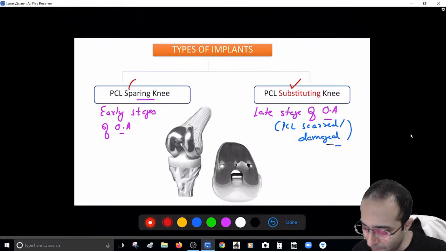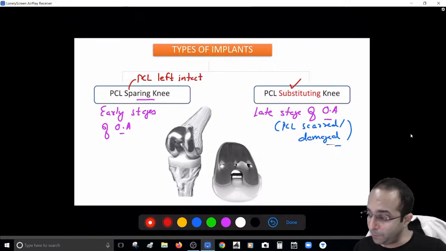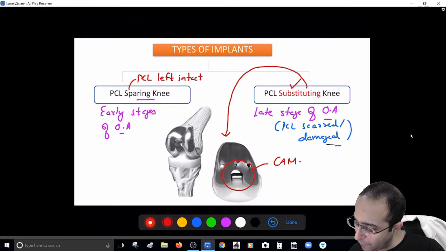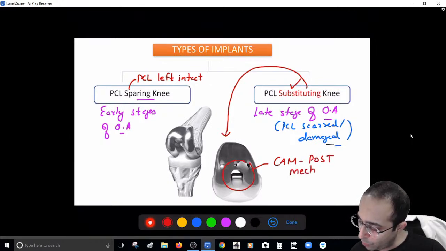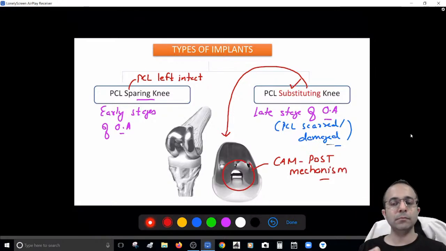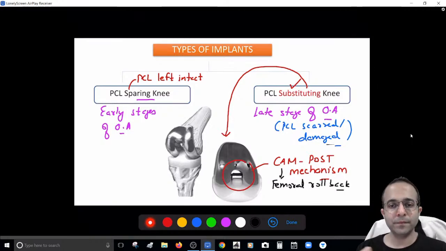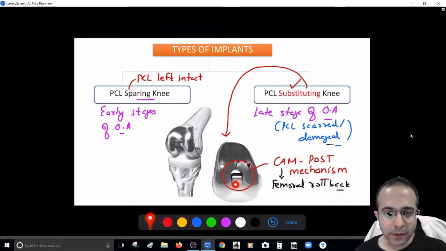So in a PCL sparing knee, simply the PCL will be left intact to give you the femoral rollback. But in a PCL substituting knee design, the PCL will be substituted by a special mechanism that's called a cam post mechanism. It will be this cam post mechanism in the substituting knees that will be responsible for giving you the femoral rollback. Now please see, there is a notch we cut in the center of the femur condyles in a PCL substituting knee. Inside it, on this tibial tray, there is a post, and running between the two condyles, there is a cam. I'll zoom into this area.